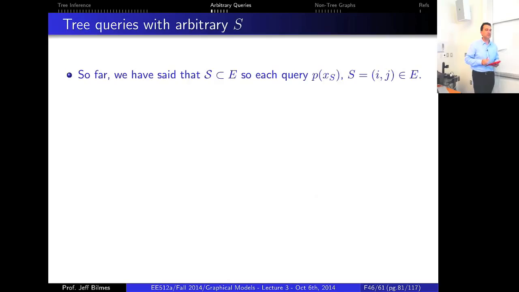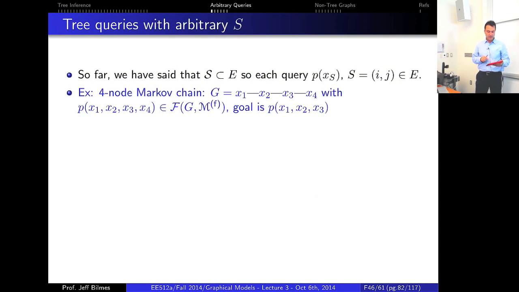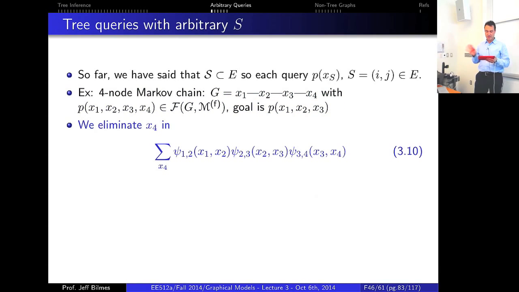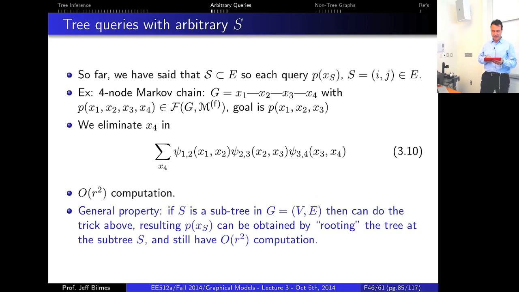But getting to your question now, this is finally the slide for your question. So far we've said that we want each query to sort of be an edge. And so, for example, if we have a 4-node Markov chain, if the goal is x1, x2, x3, then we can just sum away x4, and this is fine, right? This is basically an r squared operation, and we don't have much to worry about.